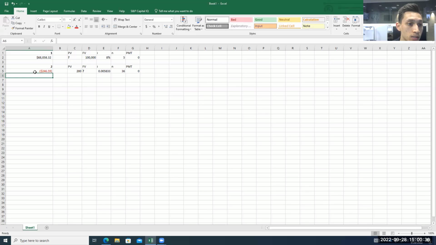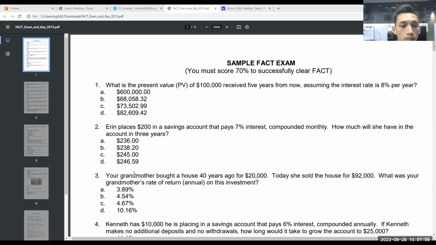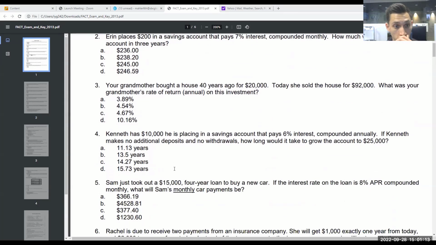So it is going to return us a negative number. And a little trick that I learned, of course, is just to put a negative sign in front of either present value or future value. And it will return a positive number. Yes, that is D. All right, we're going to be looking at number 3 now.